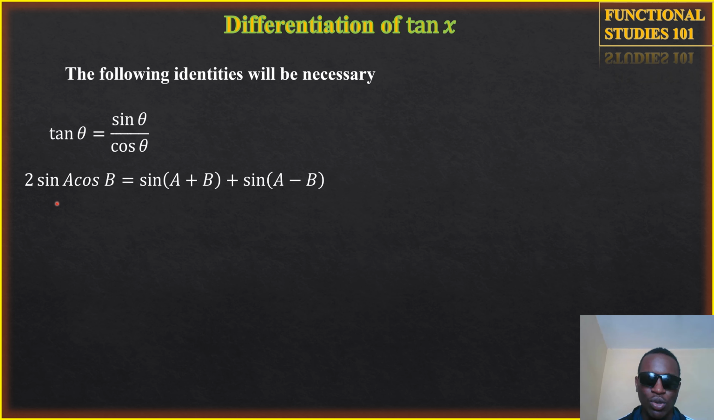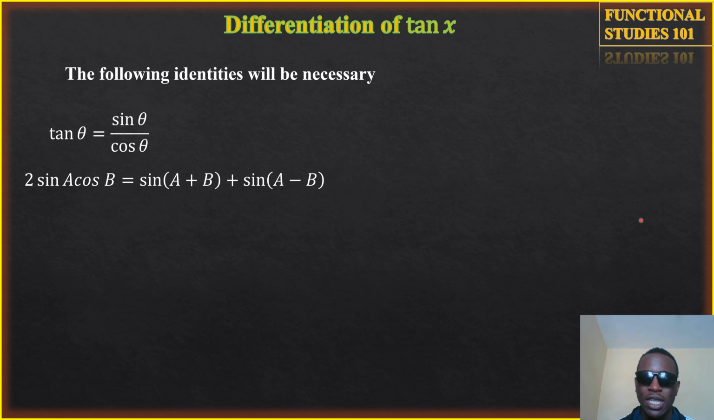So if I want to use sine of A cosine of B, I'll have to divide both sides by 2 or multiply both sides by half. That's the reciprocal of 2. Like I said, whenever you multiply a number by its reciprocal, it changes that number to 1. Okay, good. So we are going to use this identity.